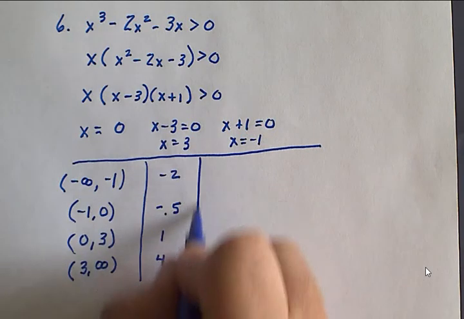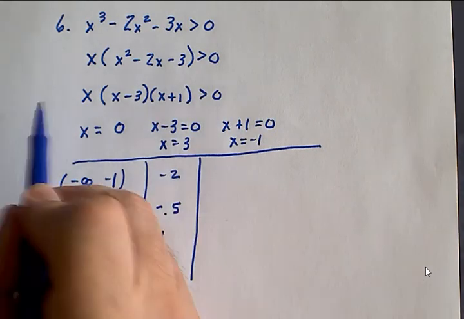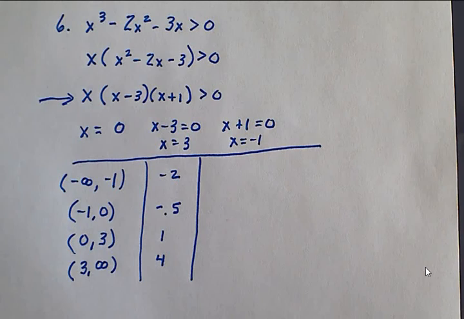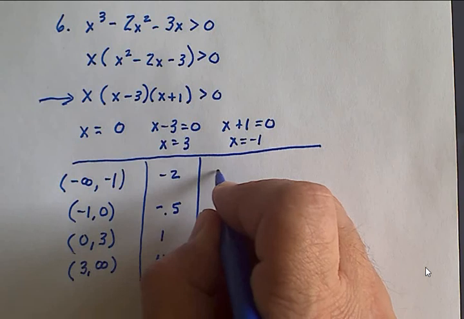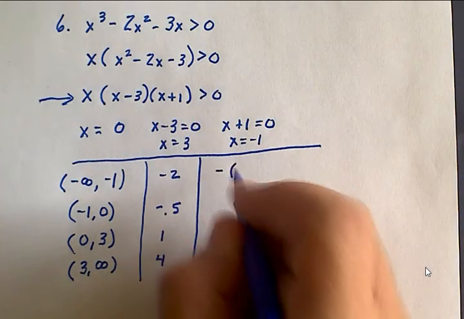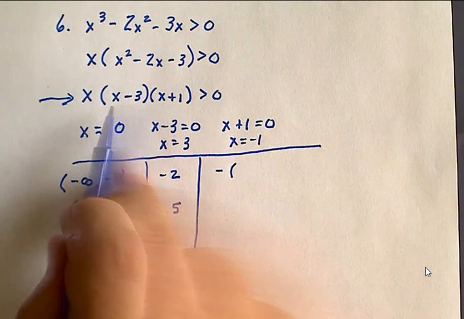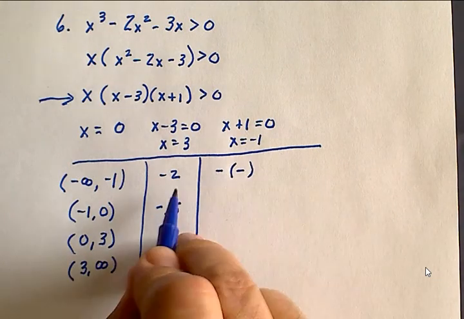And again, I would plug them into this so that you can look at the signs. When you plug in a -2, you have a negative out in front. Plug in a -2 there, and you get a negative. Plug in a -2 there, and you get a negative.